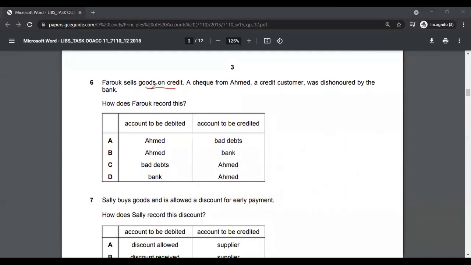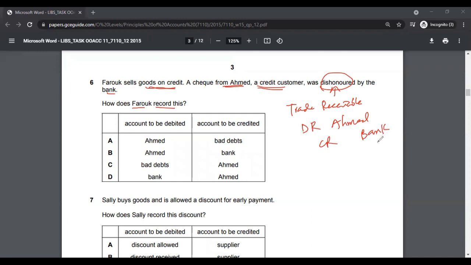Farouk sells goods on credit. A check from Ahmed, a credit customer, was dishonored by the bank. How does Farouk record this? So basically, this is a trade receivable, and the customer was not able to pay because the check was dishonored. Therefore, you would have to debit Ahmed again, and then credit the bank because you did not receive the money. Farouk did not receive the money from Ahmed, so therefore bank credit and Ahmed debit. That's your accounts receivable. So the answer to multiple choice 6 is option B.